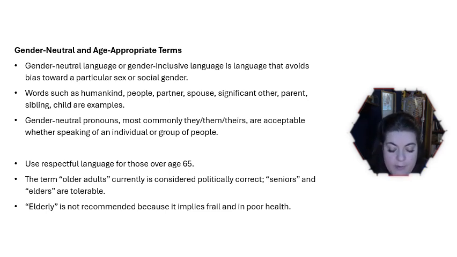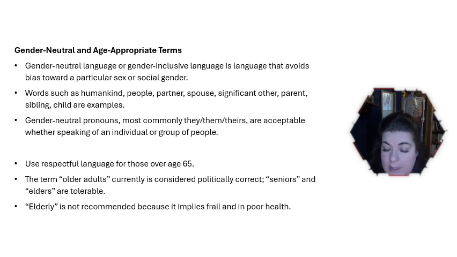Often there is a preference in the medical community to sort of shy away from notating gender in particular at all. So we might want to use gender neutral language or gender inclusive language that avoids a bias towards a particular sex or social gender.